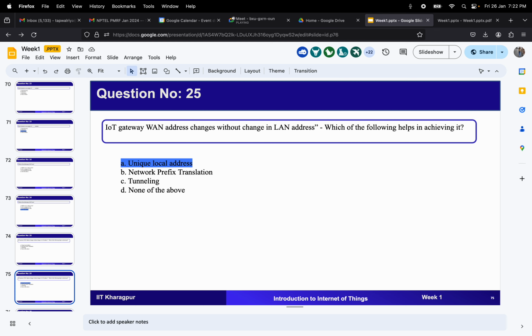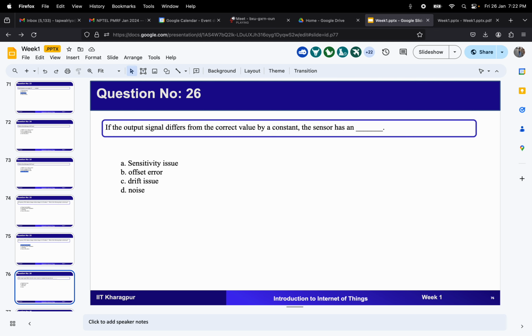Yes, it's unique local address. Next question is, if the output signal differs from the correct value by a constant, the sensor has a blank. Options are sensitivity issue, offset error, drift issue, noise. Offset error or bias? Offset error. Okay, anyone else? No? Right, offset error is the correct option for this.